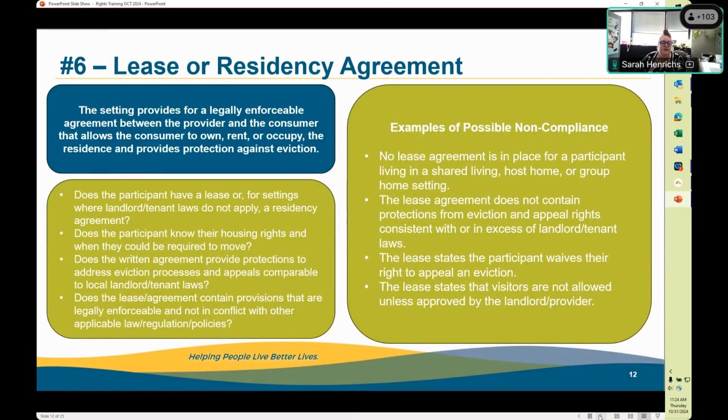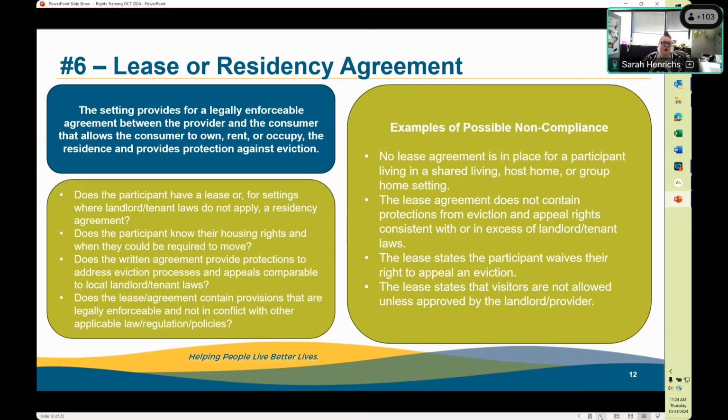So does the participant have a lease, or for settings where the landlord-tenant laws don't apply, a residency agreement? Most participants on the DD side are going to have a lease. Where we see residency agreements are in settings like assisted livings, where the state's landlord-tenant laws don't apply. And that's more on the AD side. I believe all of our participants in group home, shared living, host home settings should have a lease.